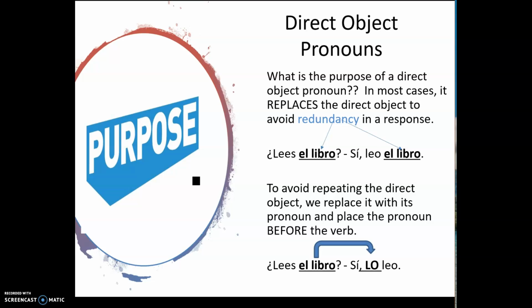So that's a brief introduction. And later on, we will learn the rest of the direct object pronouns and practice how to use them in a sentence. So I hope this gave you a good introduction to direct objects and direct object pronouns.